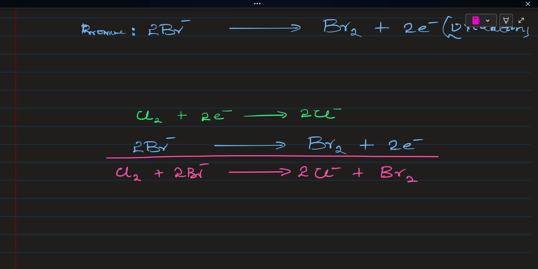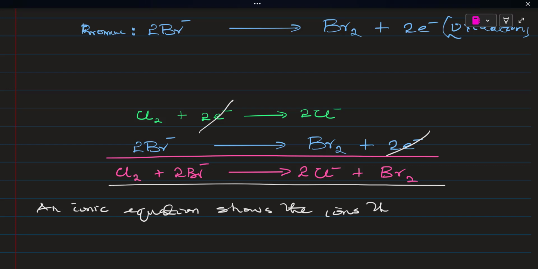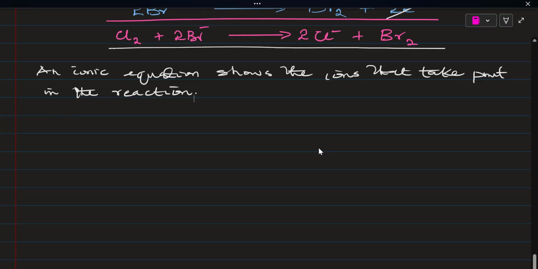So the 2 electrons cancel each other out. What we have left is what I wrote down here: Cl2 plus 2Br minus to give us 2Cl minus plus Br2. And this is an ionic equation. An ionic equation, if they want you to define it, is the equation that shows the ions that take part in the redox reaction.